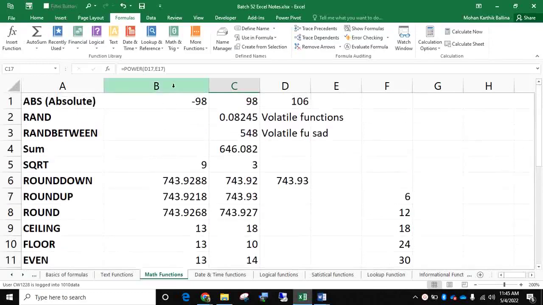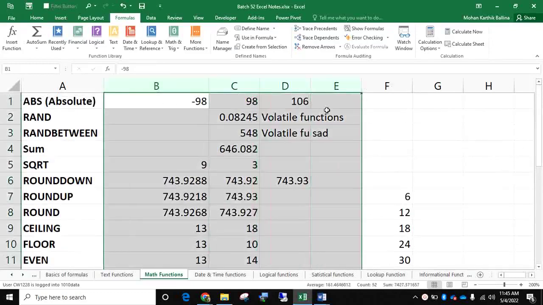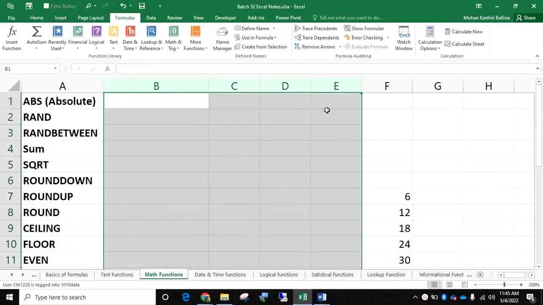So we just discussed all these basics of formulas, right? The steps we need to remember and follow, the rules. Okay. So let's start with the first topic, mathematical functions.